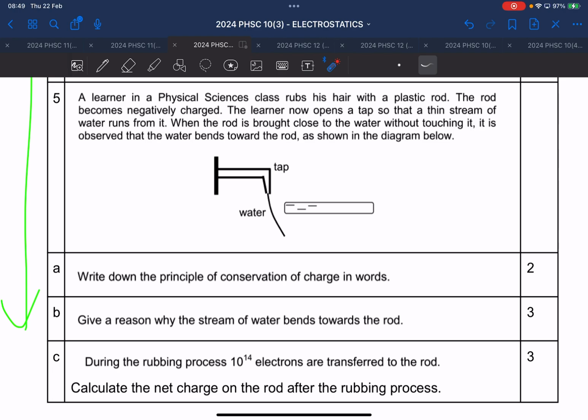Now they ask there, write down the principle of conservation of charge in words. Where do we start? Yes, Amara. Oh, sorry, you have to speak up. The net charge.